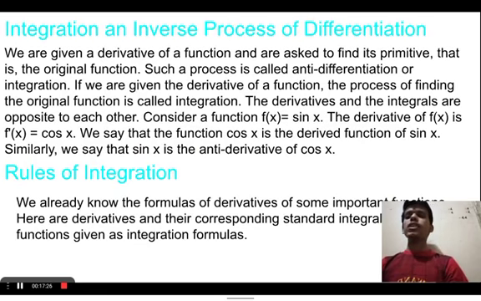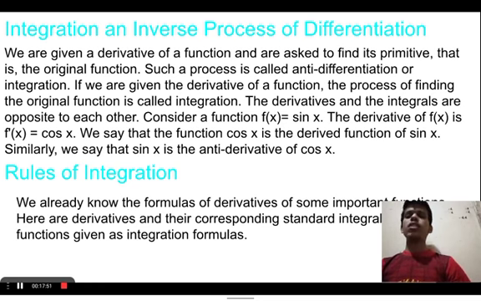Now, integration is the inverse process of differentiation. We are given a derivative of a function and are asked to find its primitive, that is, the original function. Such a process is called anti-differentiation or integration. If we are given the derivative of a function, the process of finding the original function is called integration. The derivatives and the integrals are opposite to each other.